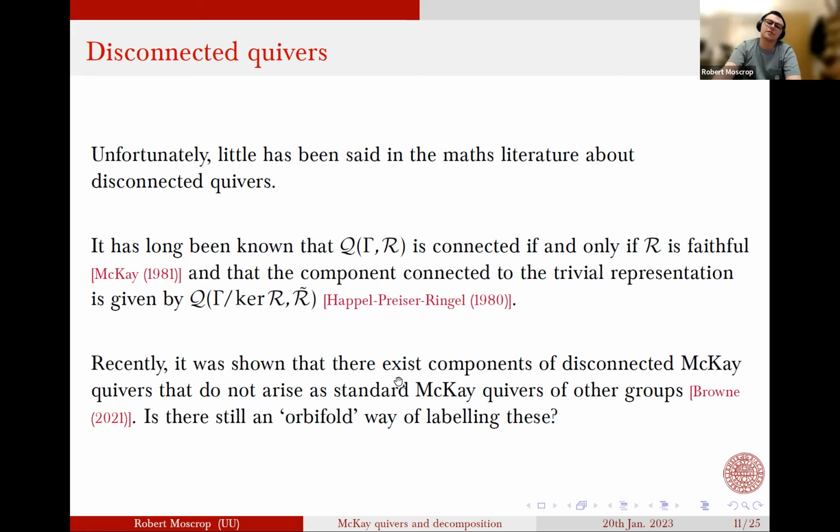And what we wanted to show in this is that actually physics already understands these. The notion of projective quivers of Aspinwall and Plesser actually covers these. And decomposition gives you a way of saying it's always going to be a McKay quiver of something, but possibly with projective representations included. So when I say, is there an orbifold way of labeling these, I'm also now including discrete torsion and projective representations.